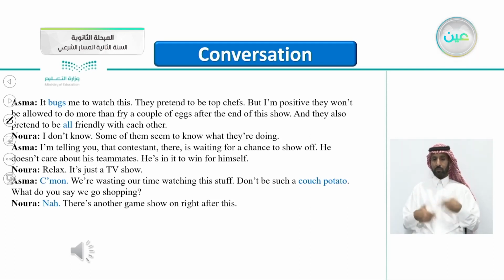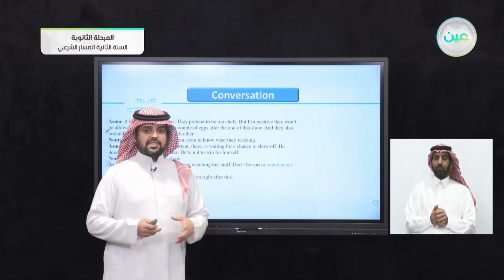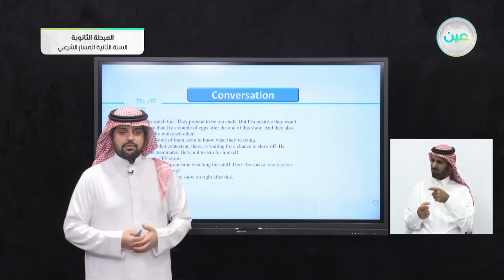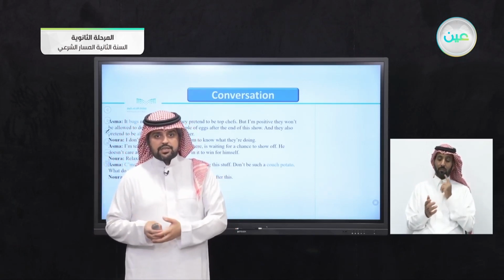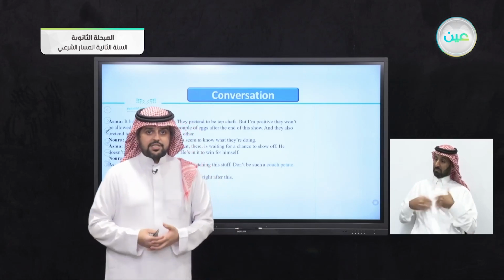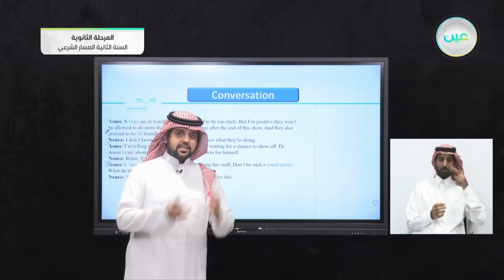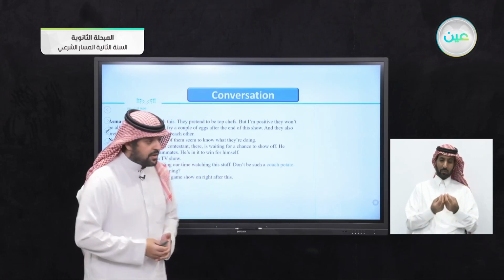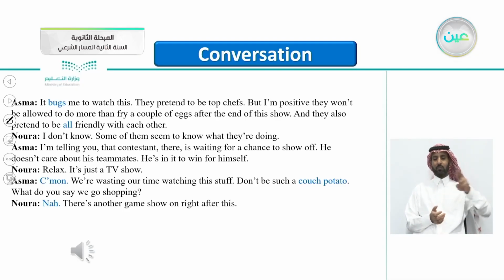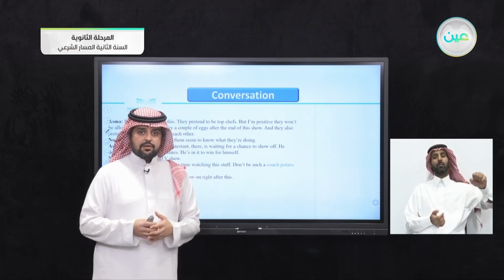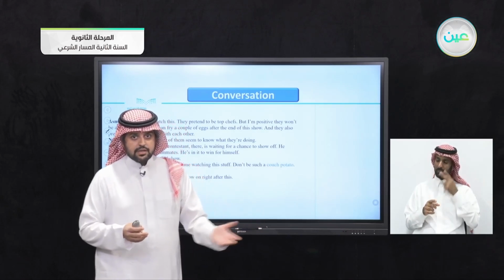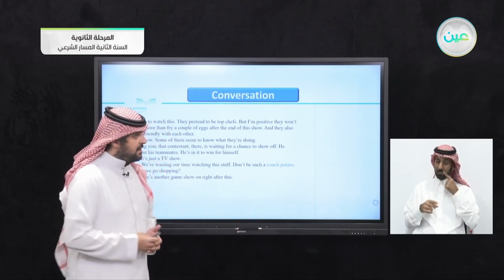So we notice that Asma doesn't like the show and she starts to criticize the show, that the chef puts flowers on meat, that the other chef is trying to be a show-off. She's trying to let Noura get out and go with her. But Noura finally replied, nah, there's another game show on right after this. So, of course, Asma behaved in a wrong way. If your friend likes a show, just leave him to it, then come back later.